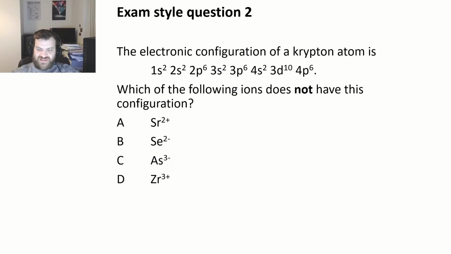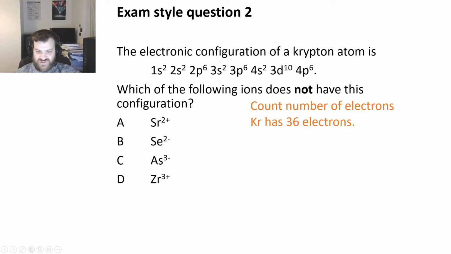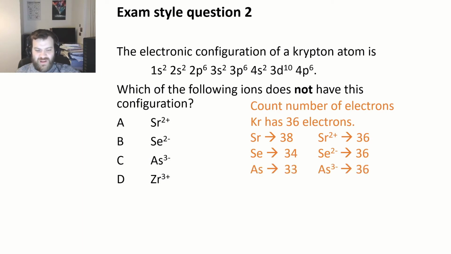In this question, we're asked about krypton, and we're comparing its electronic configuration to 4 different ions. We count our electrons, we see that krypton has 36 electrons. Our strontium would have 38 electrons, but it's too positive, therefore it's only got 36 electrons. Our selenium has gained 2 electrons to become 2 negative. Again, it's going to equal 36 electrons in the ion. Our arsenic has 36 electrons as well. And our zirconium, therefore, is the correct answer with 37 electrons in its 3+ ion.